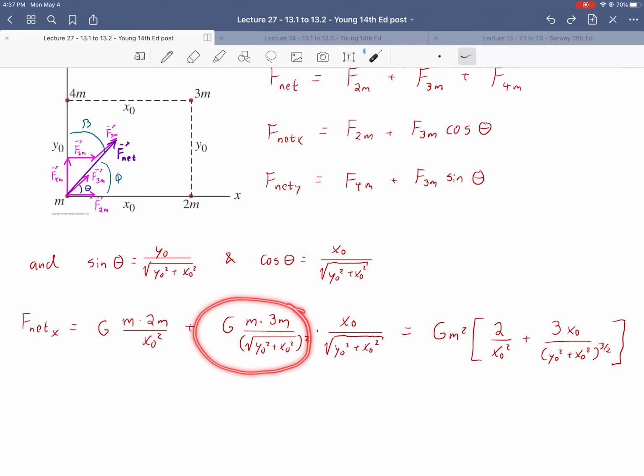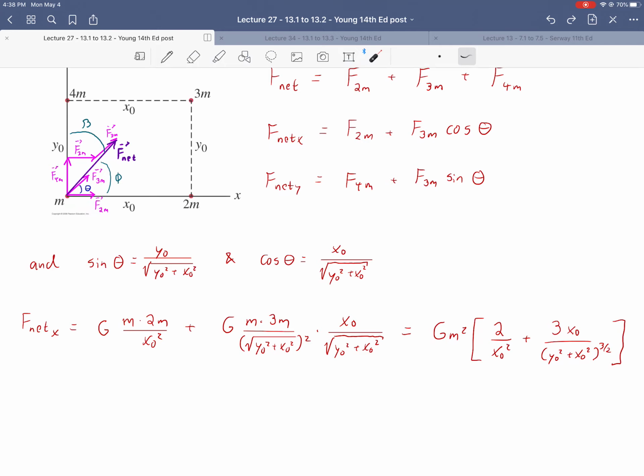And then I do the same sort of thing over here. So that's the gravitational force. This would be the overall magnitude of 3m, so that would be that distance there. But of course, I just want the x component, so I want this smaller x component of 3m, so I have to multiply by cosine.